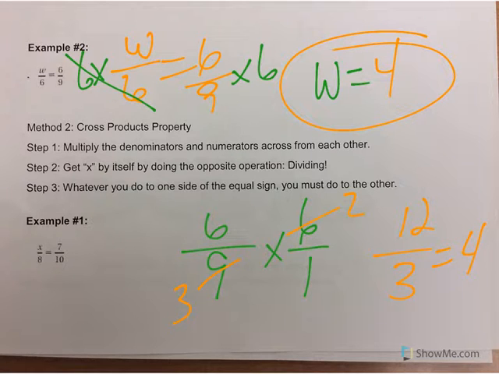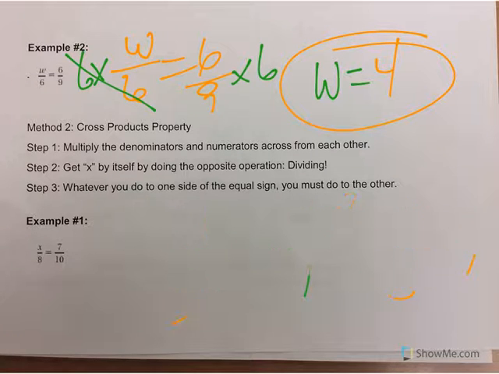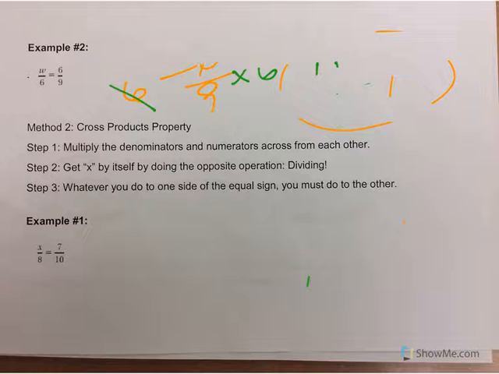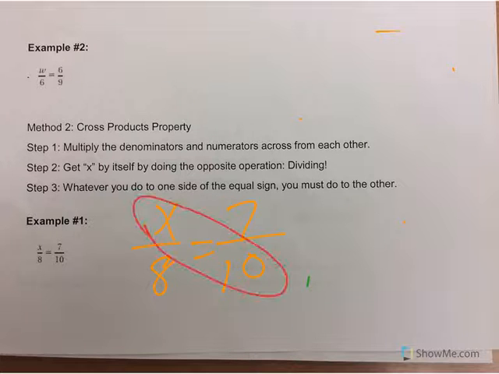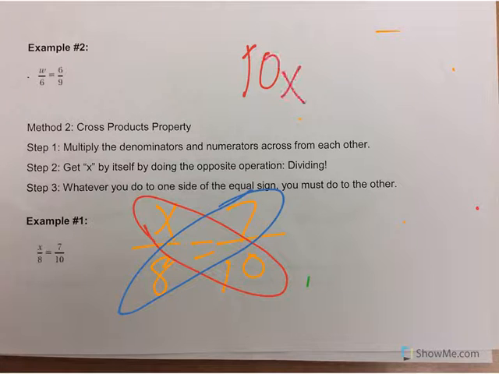Now we'll look at the cross products property, which we have used in previous lessons before. So x over 8 equals 7 over 10. So the cross products, we know that x times 10 has to equal 8 times 7. If those two fractions are equal, their cross products are the same. So we just do that multiplying. X times 10 would give us 10x. And that has to equal 8 times 7, which is 56.